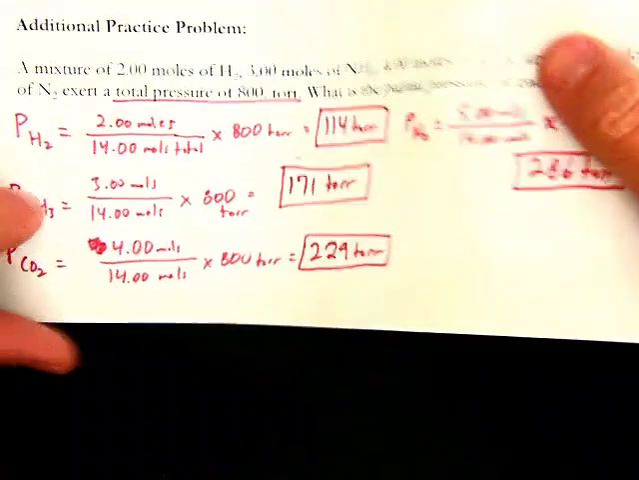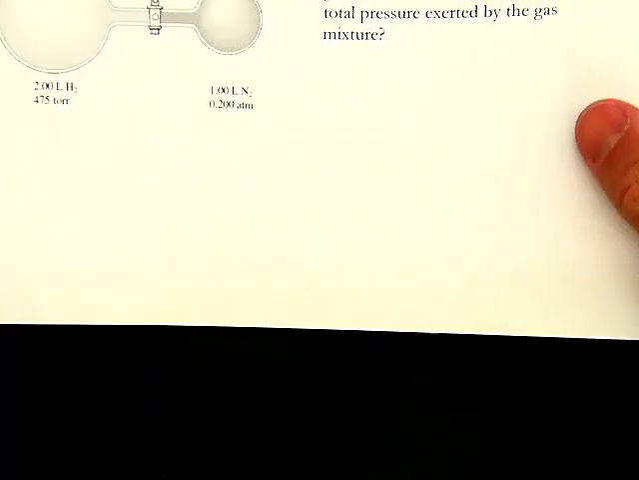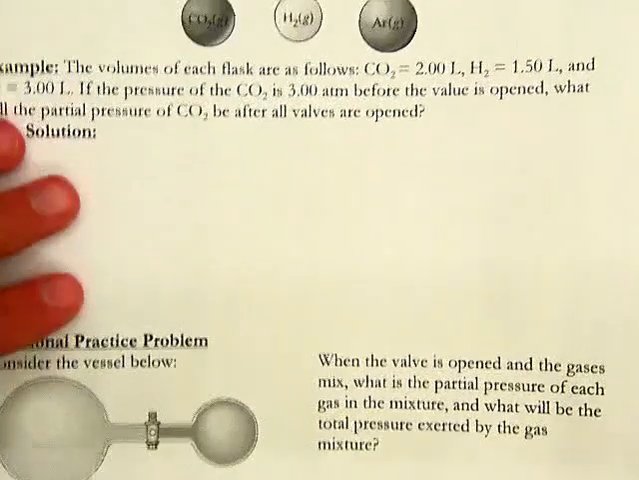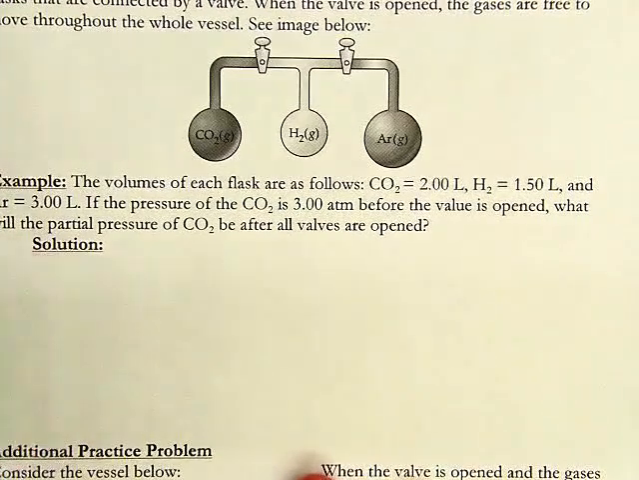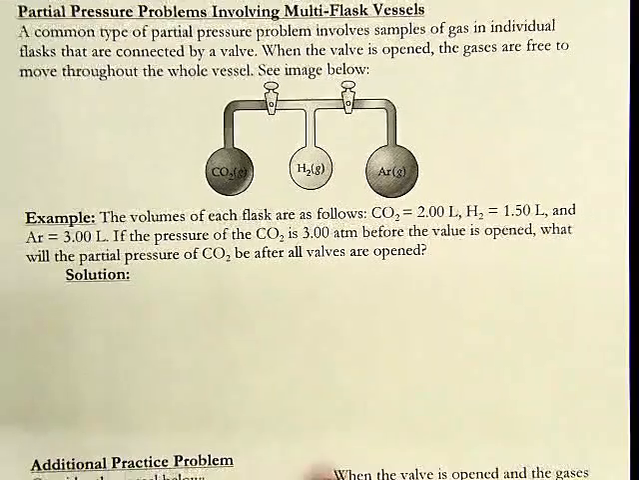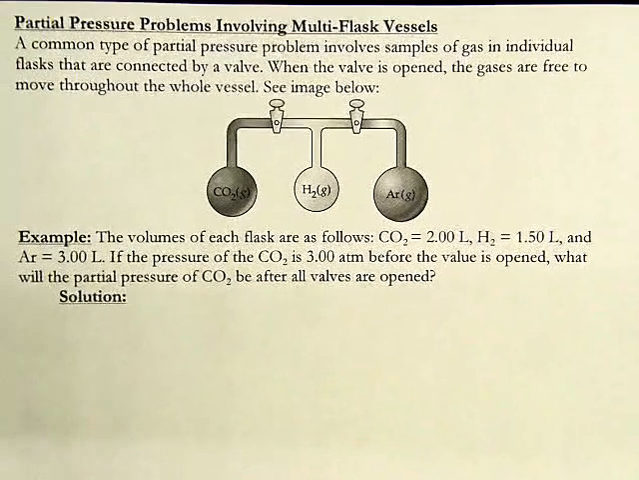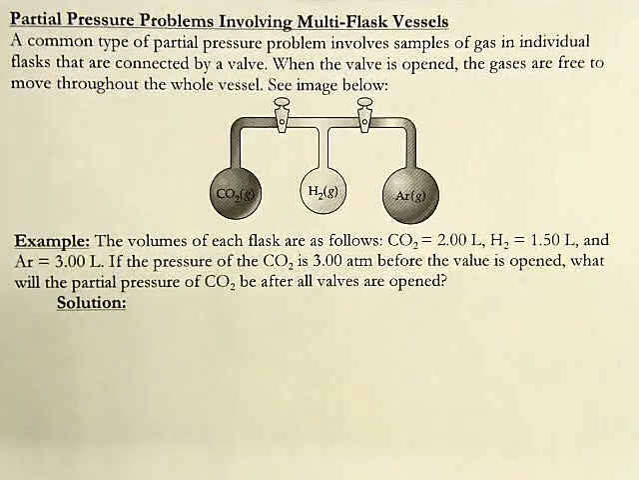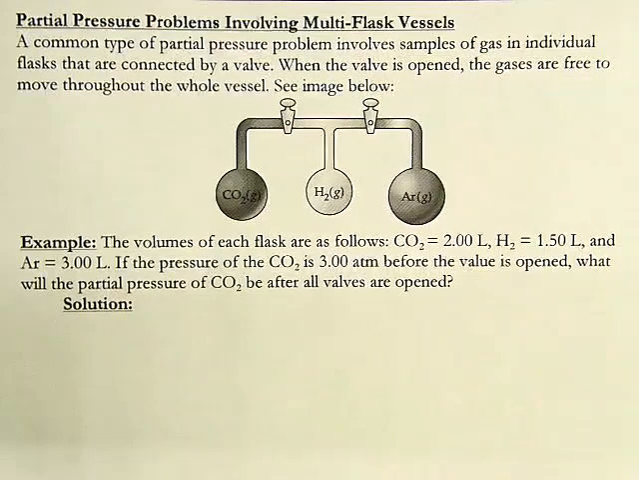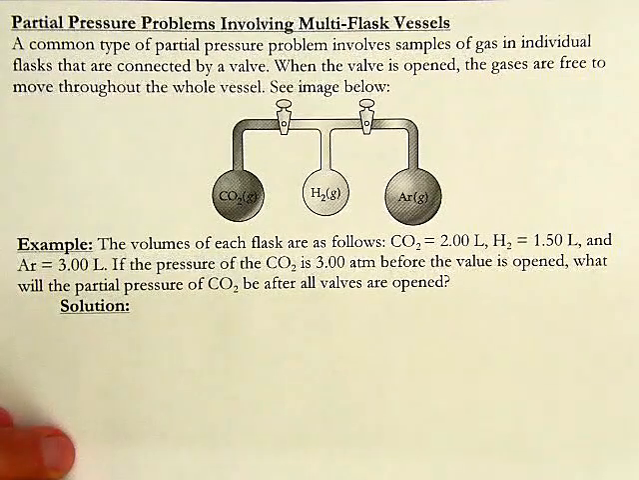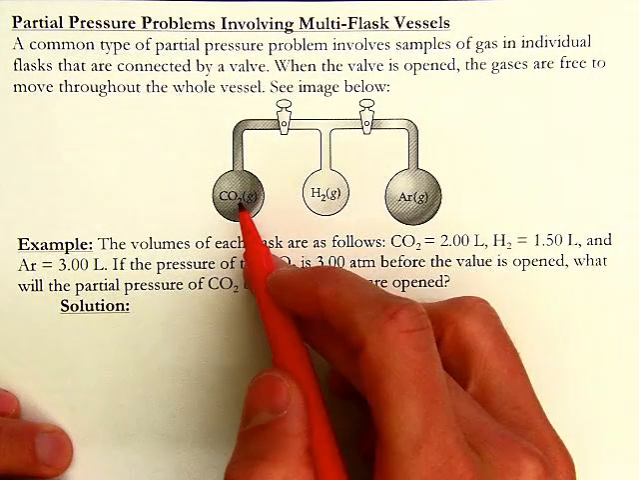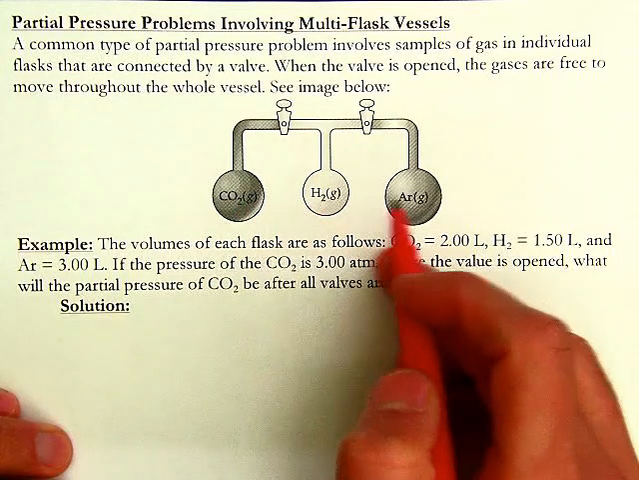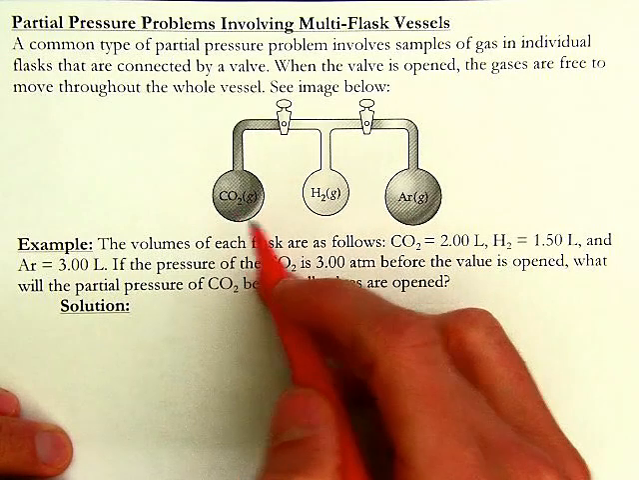All right? The final style of partial pressure problem is when you have what are called flasks or multi-flask vessels, just containers that have mixtures of gases or gases in each flask, and then you open the valves and you get the gases all mixed together. So we have 3 flasks or bulbs here, and they have different gases in them.